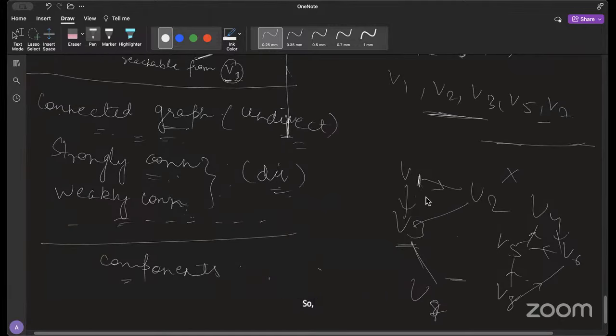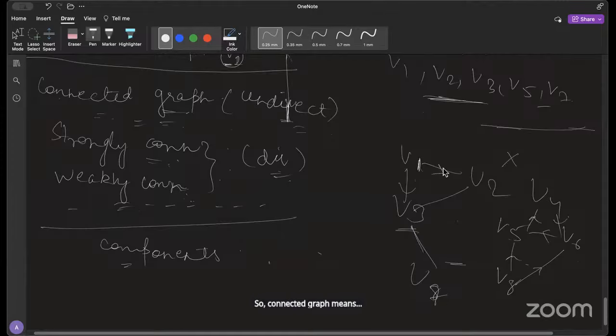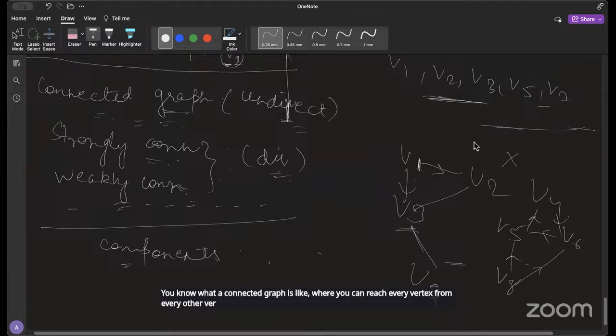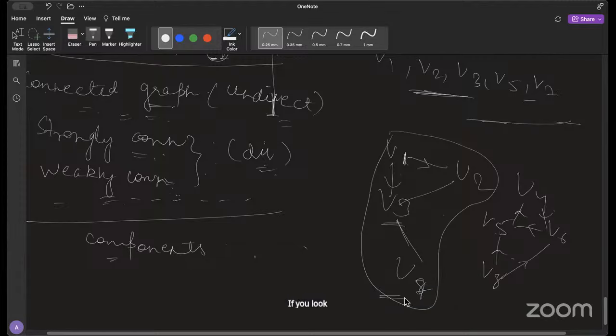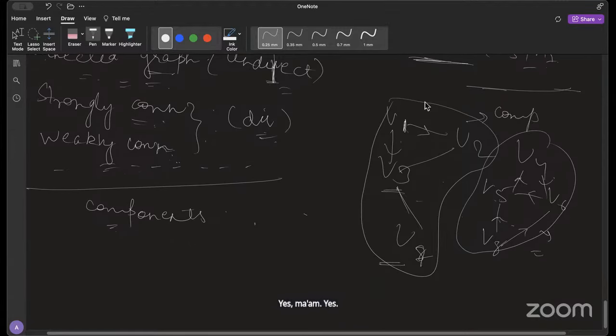Connected graph means, you know what a connected graph is, where you can reach every vertex from every other vertex. So we know that this entire graph is obviously not connected, but there are components to it. Components in the sense this entire thing is connected, right? If you ignore the directions, this entire thing is connected, and this entire thing is also connected. So this is called a component, and this is called another component. So these two are called the maximal.